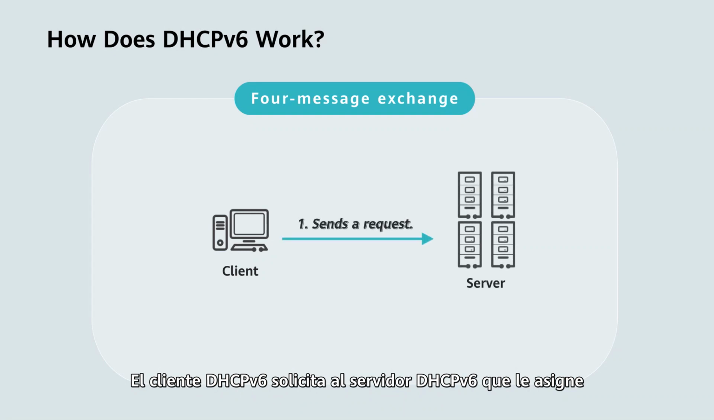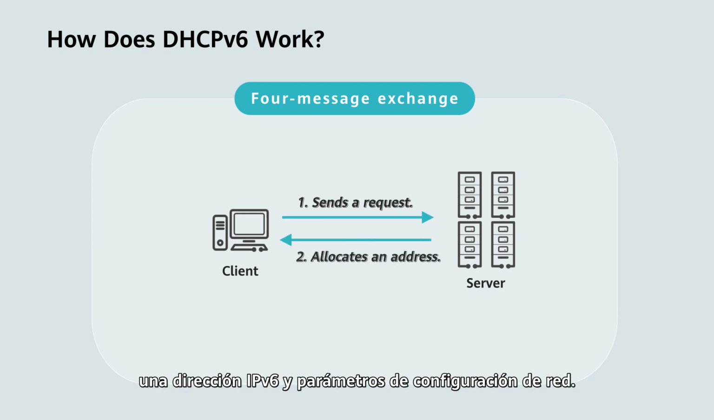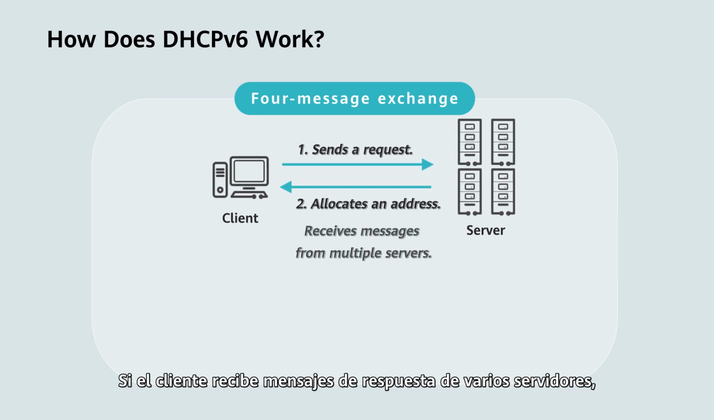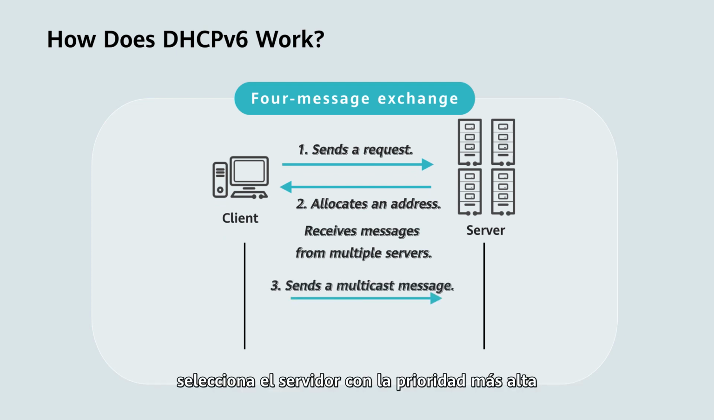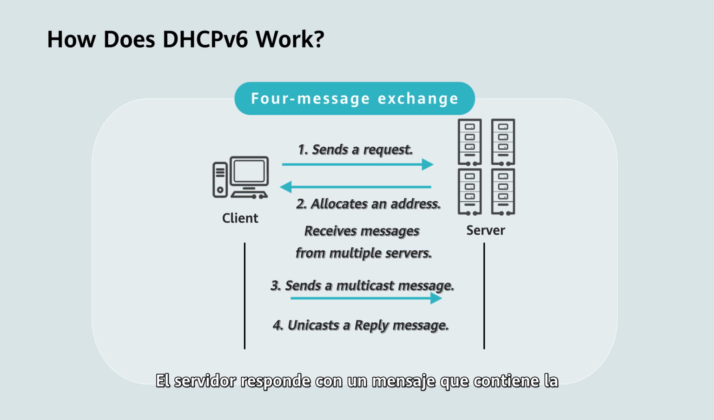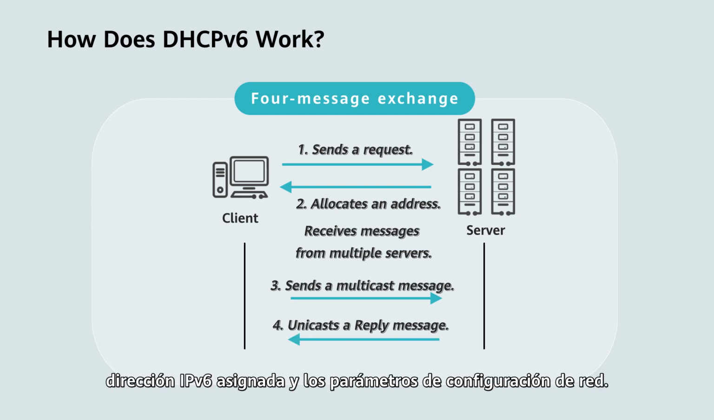First, the DHCPv6 client requests the DHCPv6 server to allocate an IPv6 address and network configuration parameters. Second, the server notifies the client of the IPv6 address and network configuration parameters that can be allocated. Third, if the client receives response messages from multiple servers, it selects the server with the highest priority and sends multicast messages to all the servers. Fourth, the server responds with a message that contains the allocated IPv6 address and network configuration parameters.